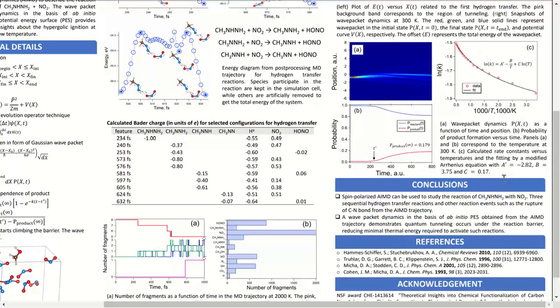So my result is, first, AIMD calculations can be used to capture the chemical reaction of this hypergolic system, and also through the wave packet we can say the hydrogen channeling is responsible for this reaction. That's it. Okay, thank you.